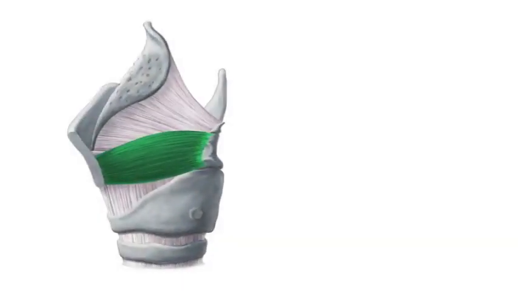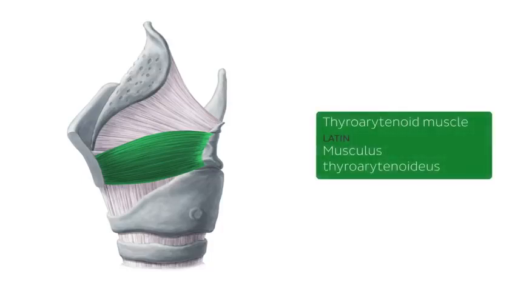This muscle, also seen here highlighted in green, is known as the thyroarytenoid muscle. This muscle actually decreases the tension of the vocal ligaments because it originates right on the angle of the thyroid, as you can see here, and then it stretches all the way to the arytenoid cartilage.